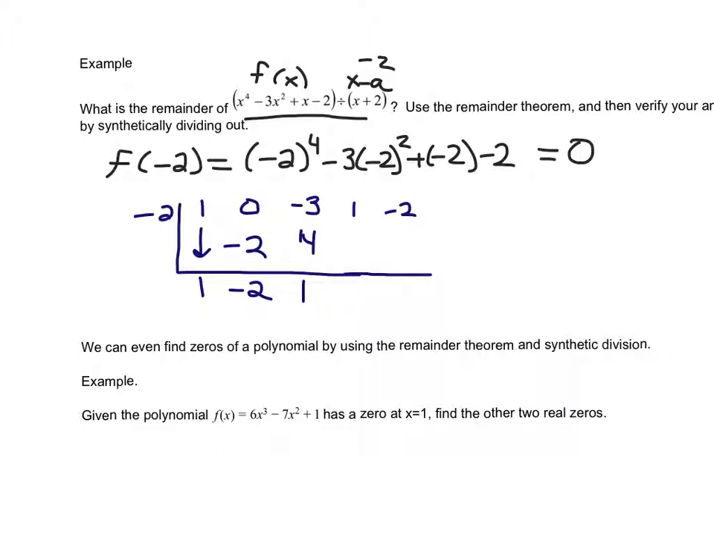Negative 3 plus 4 is 1. Negative 2 times 1 is negative 2. 1 and negative 2 is negative 1. Negative 2 times negative 1 is 2. And that's 0. So you can see these remainders match. They gave us the same value.